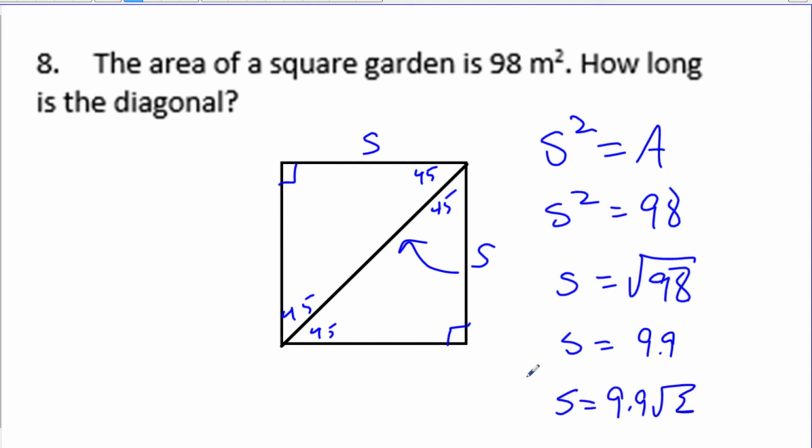So it's possible that your answer might look like 9.9 times the square root of 2. Sorry, that's not S, that's the diagonal. So we'll call that D for diagonal. So it's possible that it might look like that.